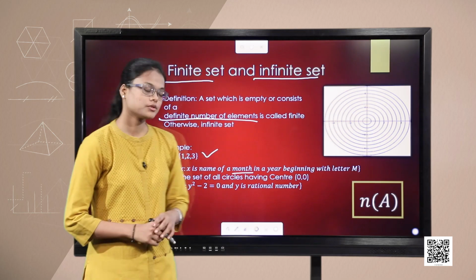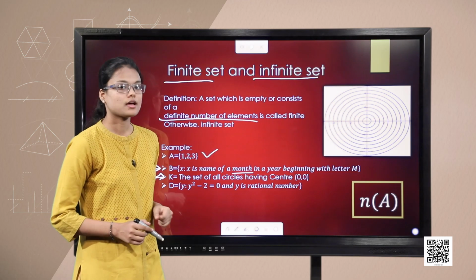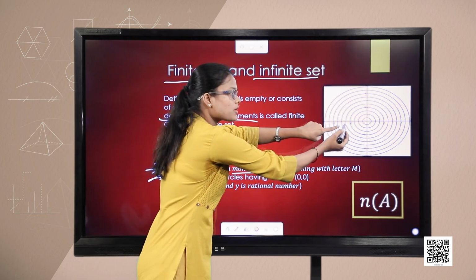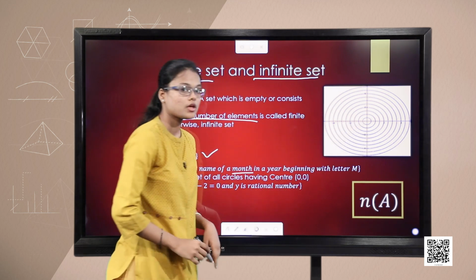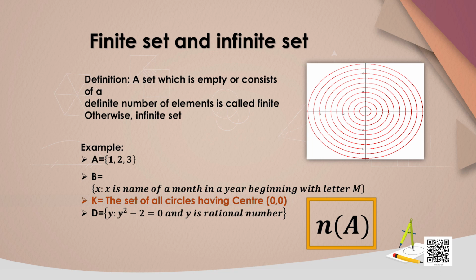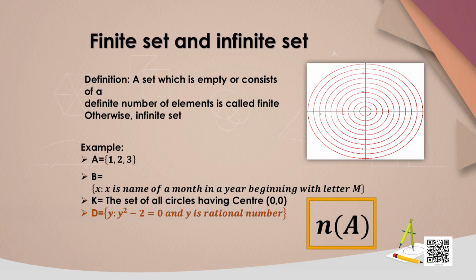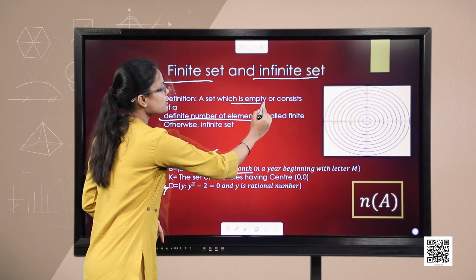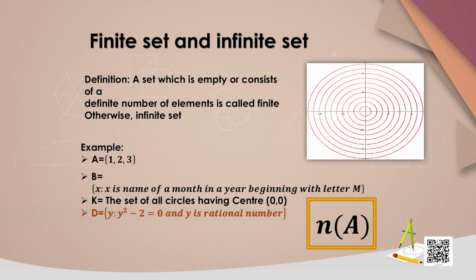So, let us take another example, set K. The set of all circles having center 0, 0. Yes, you may observe in this image that when we change the radius slightly, we always get a new circle which is centered at 0, 0. So, there are infinitely many circles centered at 0, 0. So, this set K is an infinite set. Now, the last example D. We have already seen that the set D is an empty set, and according to the definition, an empty set is a finite set. Set D is a finite set.